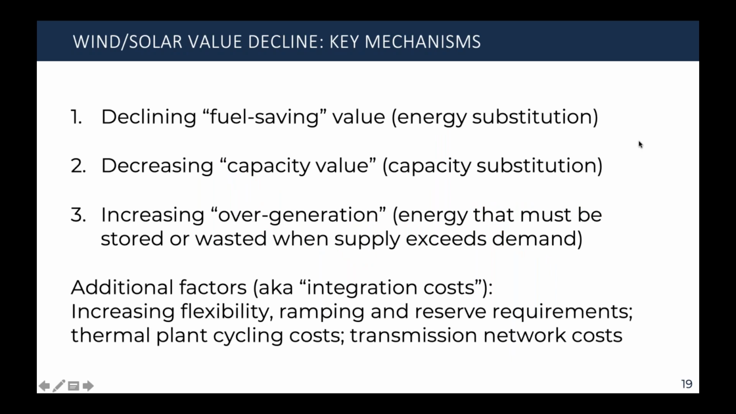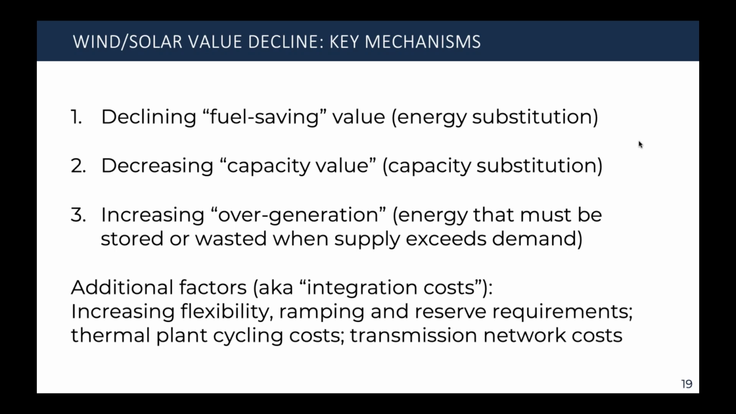Again, there are several factors that I summarized in the previous example of the key mechanisms driving this value decline. One is a decline in the fuel saving value or energy substitution. So as we deploy more and more wind and solar, we saw that more and more of that output is concentrated in periods when we've already shut down all of the coal and gas plants that we can. And the additional generation from wind and solar in those periods only displaces other low marginal cost resources like wind, solar, nuclear, or hydro. The second is the decrease in the capacity value.